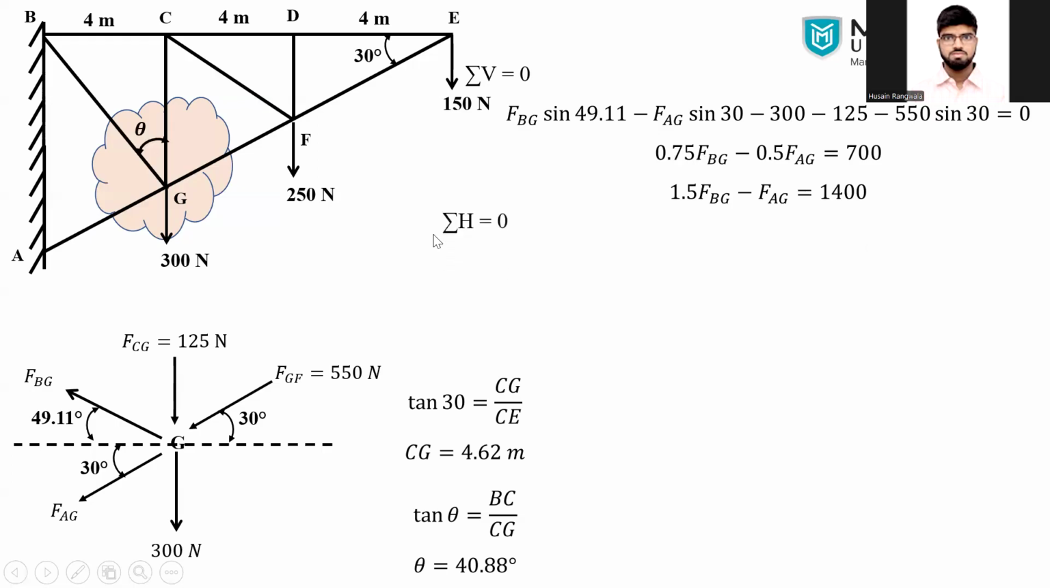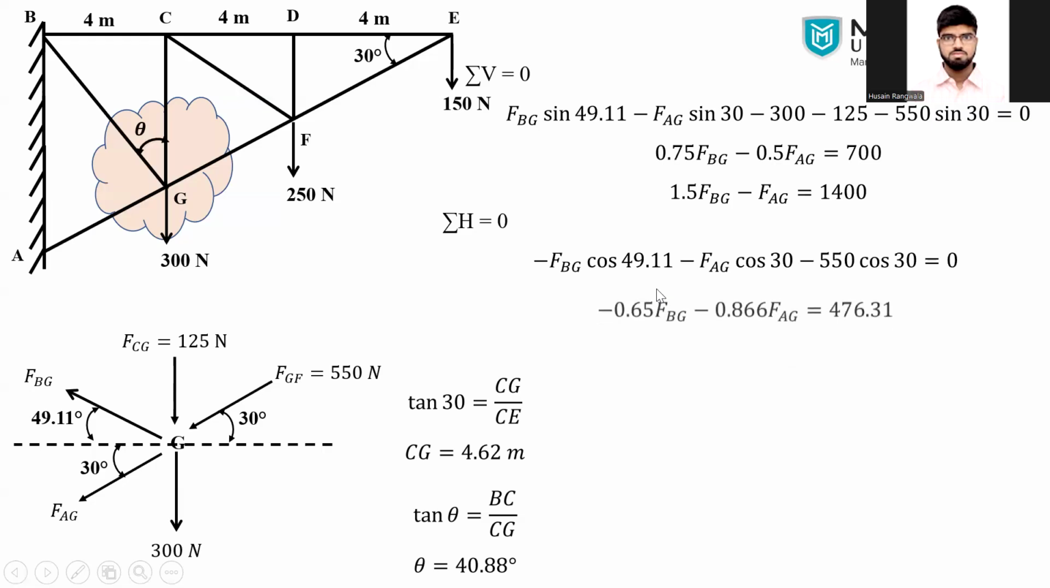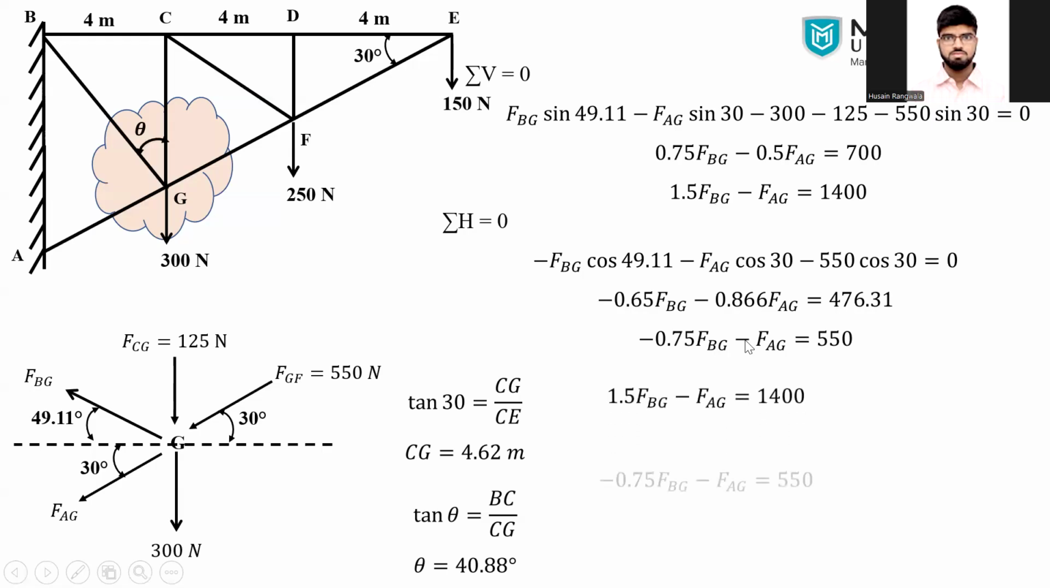Last, sigma H equal to 0. Similarly, there are three horizontal forces. All three are going left hand side. We consider all three as minus, and if we are simplifying this equation, we'll get something like this: minus 0.75 FBG minus FAG equal to 550. Again, we have to deduct equation number 1 minus 2. So we'll get the answer as FBG equal to 377.78 and FAG equal to minus 833.